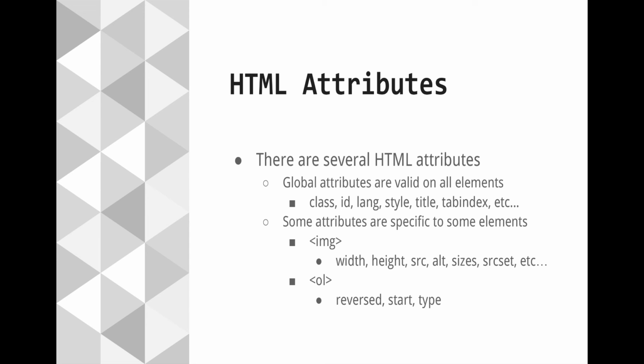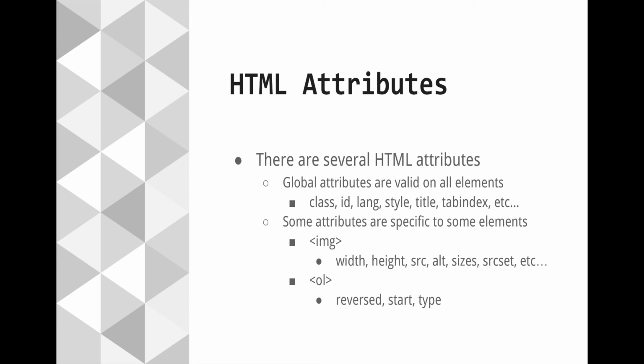The class and ID aren't the only HTML attributes, though. There are a ton of HTML attributes. For instance, lang, style, title, tab index. So whenever you're on the page, you hit tab, it'll go to the next tab index. You can define all of that.